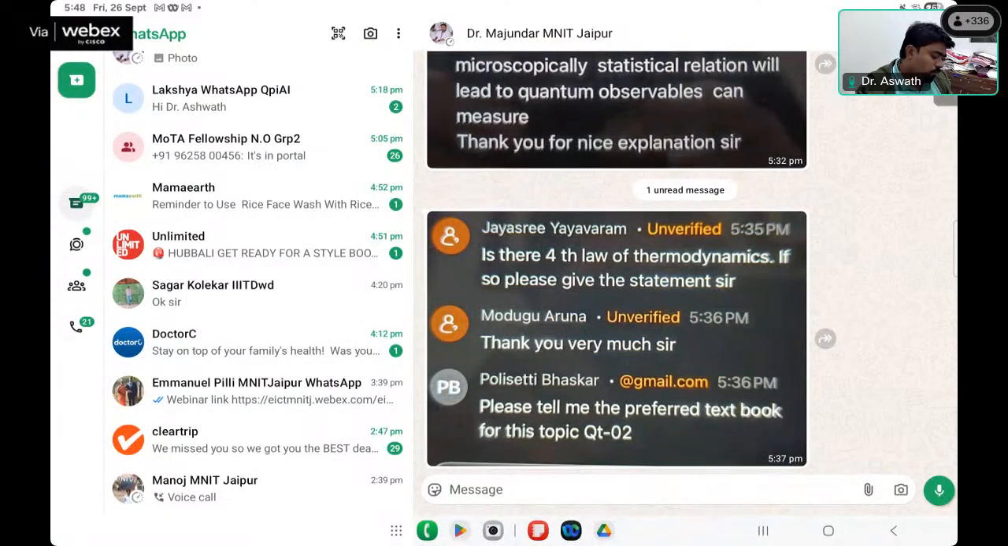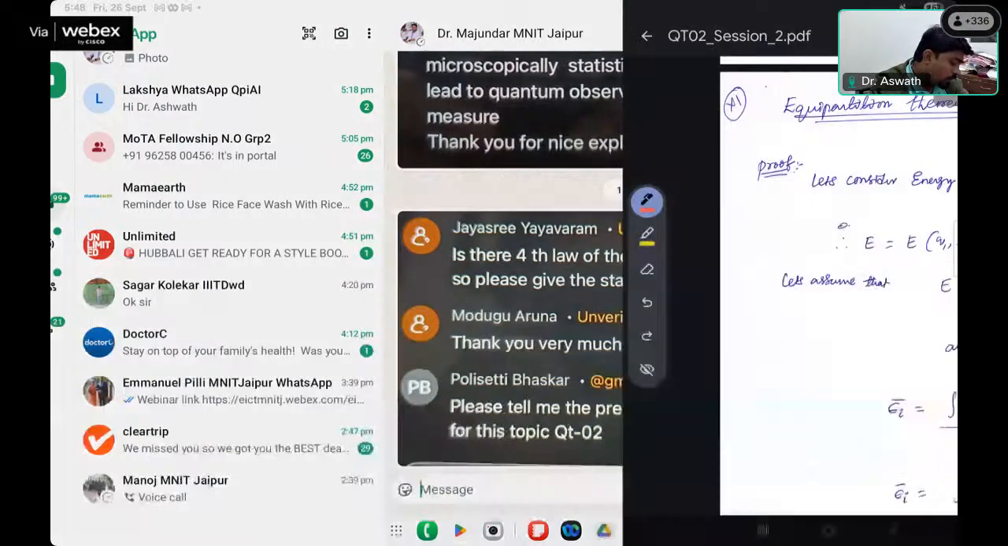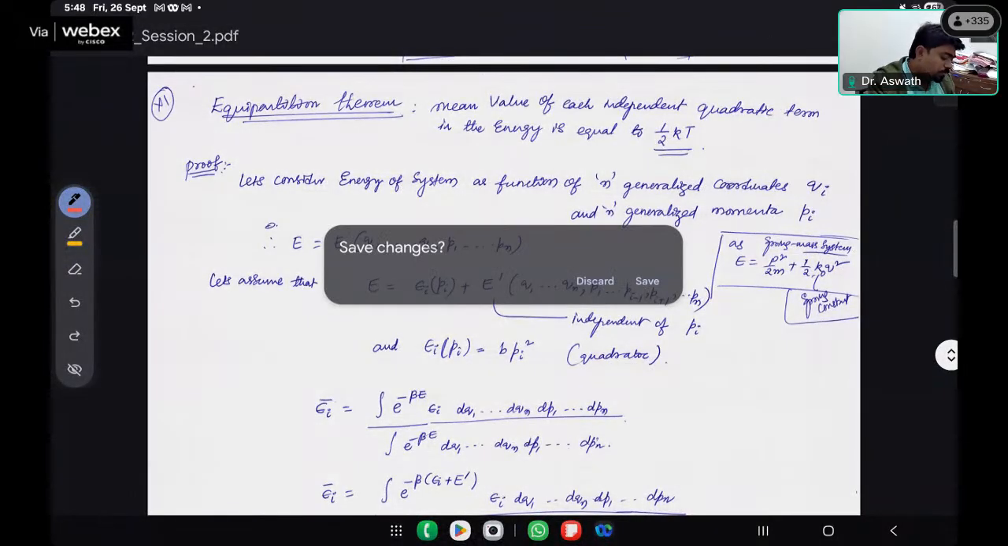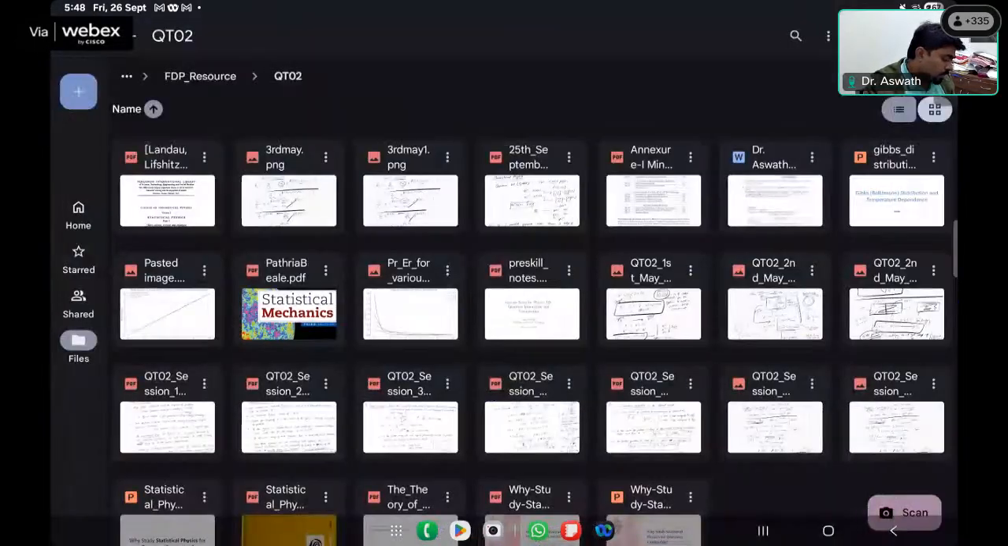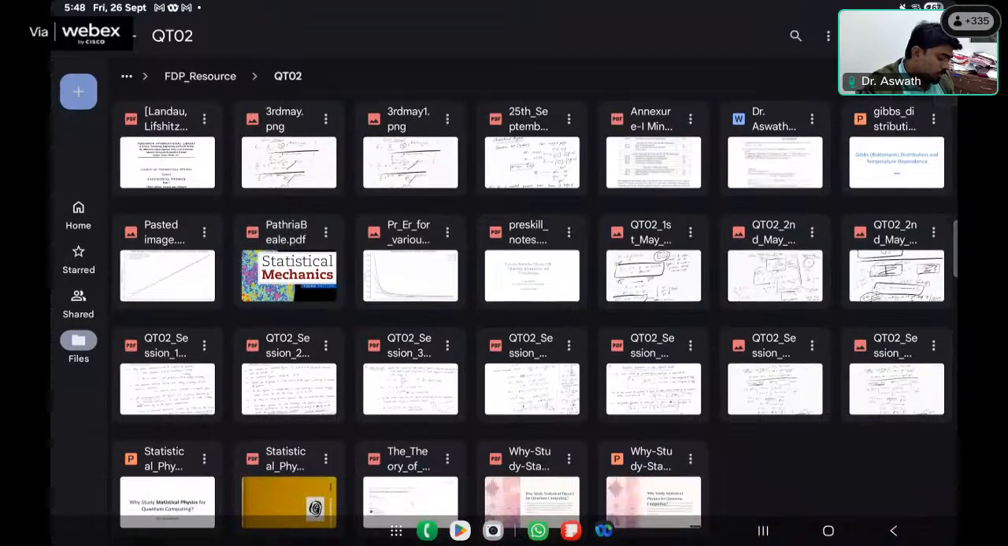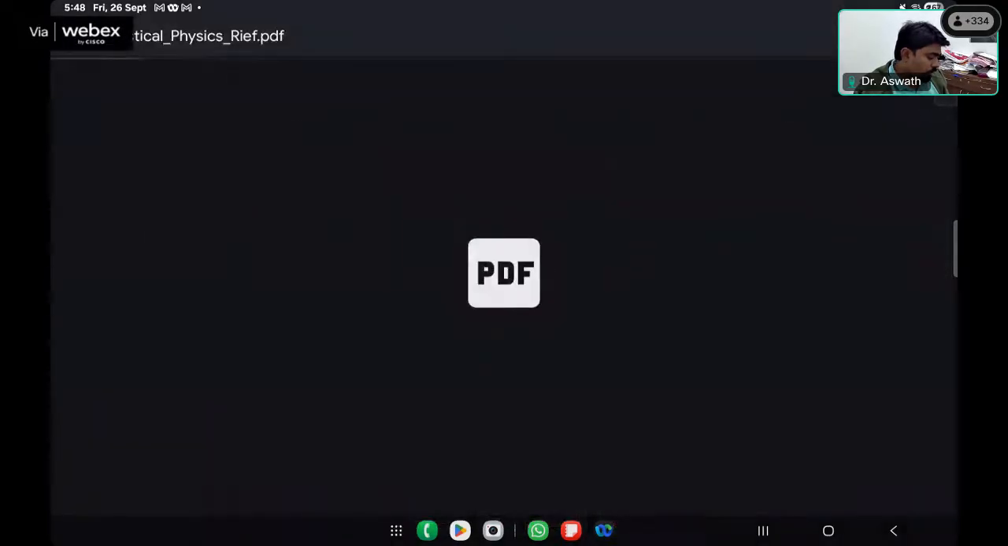And the fourth law I have answered. What is the preferred textbook for QT02, for quantum sensing? I have a few books. What I will do, I can share those books. There's a book by Pathria, Statistical Mechanics, that is what I am referring to. And there is Statistical Physics by Reif. This book you can refer.